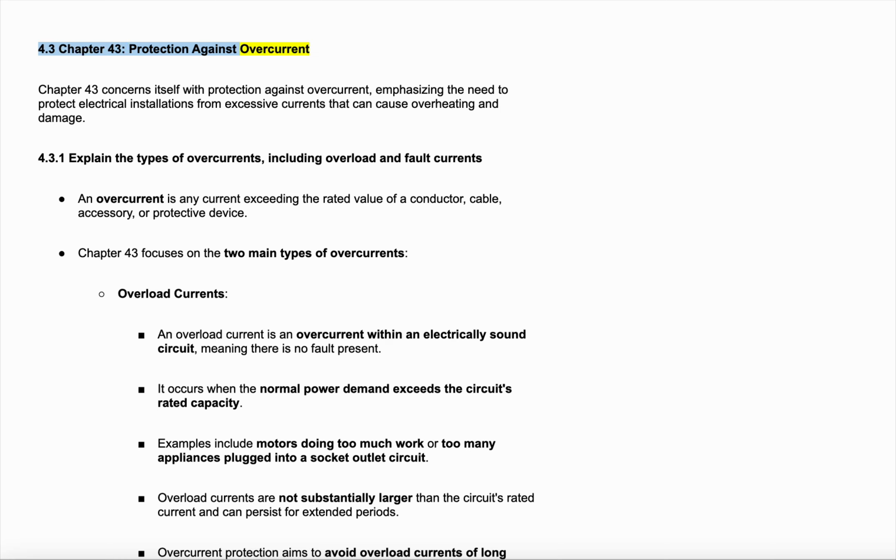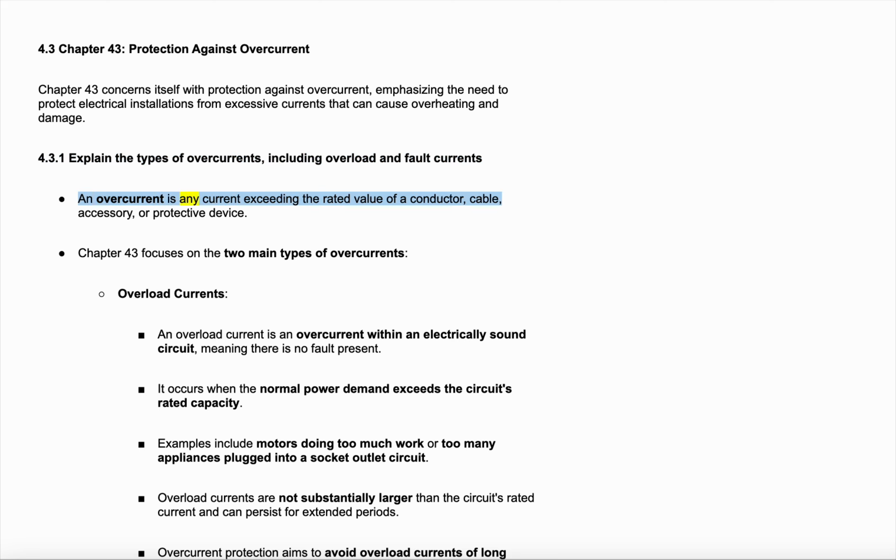Protection against overcurrent. Chapter 43 concerns itself with protection against overcurrent, emphasizing the need to protect electrical installations from excessive currents that can cause overheating and damage. 4.3.1 explain the types of overcurrents, including overload and fault currents.